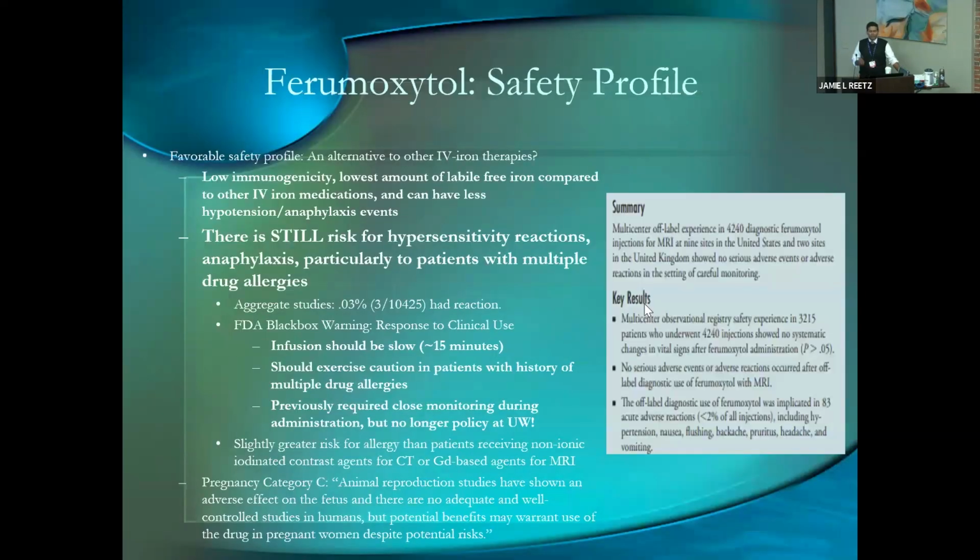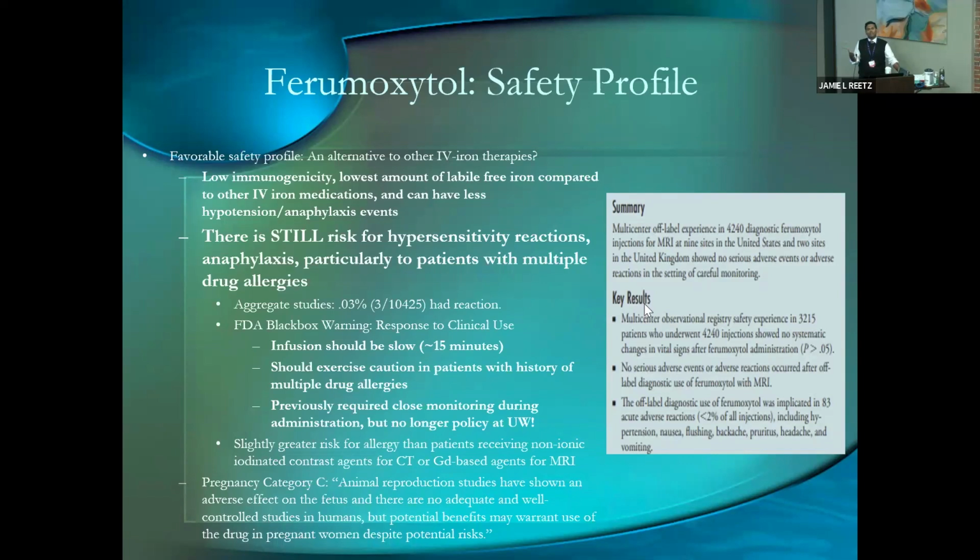The safety profile, I don't want to get into too much other than that it is a medication that was given for pregnant iron deficiency anemia. And so it is a relatively safe medication for pregnant patients. It's still pregnancy class C, and it does have some reactions. It can cause hypotensive reactions for certain patients. There's risk for anaphylaxis like any medication. And so it does have these risks.